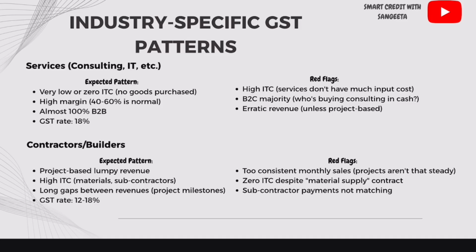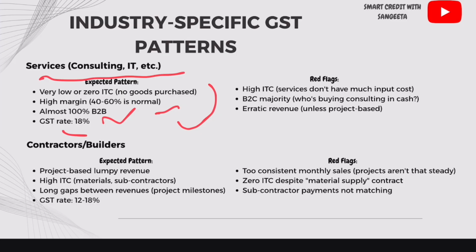Now let's go to the next industry, that is services or IT consulting. So what are the expected patterns? Very low or zero ITC. Why? Because there are no goods purchased, right? They are a service industry. High margin, 40 to 60% is completely normal for them. Their pattern is almost 100% B2B; 80 to 90% is acceptable. GST rate is generally 18% in the service industry.